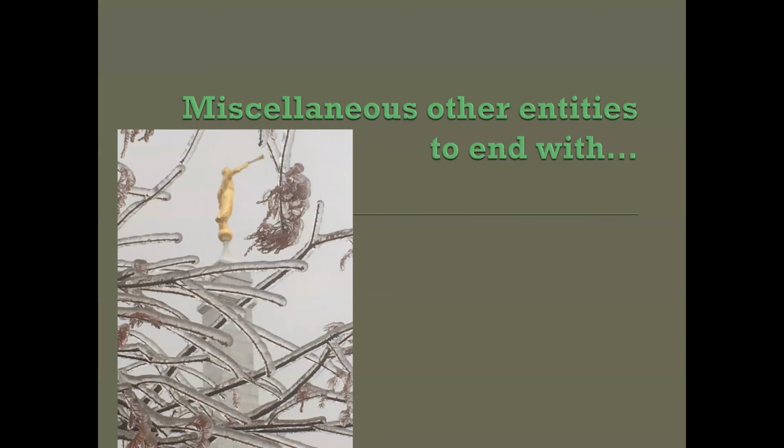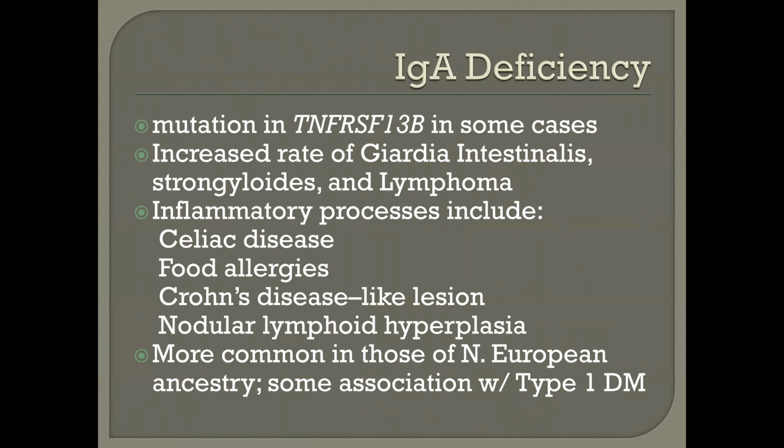So just a few other entities to end with. IgA deficiency is due to the mutation in the TNFRSF13B gene in some cases, at least. We do see increased intraluminal infections such as Giardia and strongyloides. These patients, as we mentioned, have an association with hamartomas.